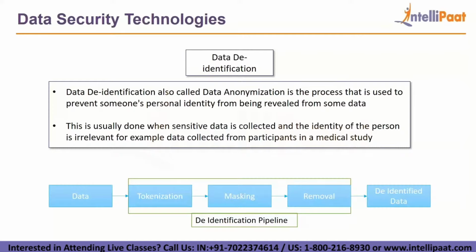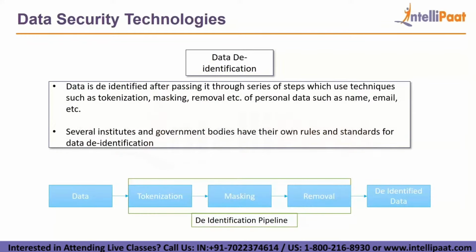So in cases like this, you can use data de-identification techniques. Data is de-identified after passing it through a series of steps, which use techniques such as tokenization, masking, and removal of personal data, such as name, email, etc. These are removed from the data.